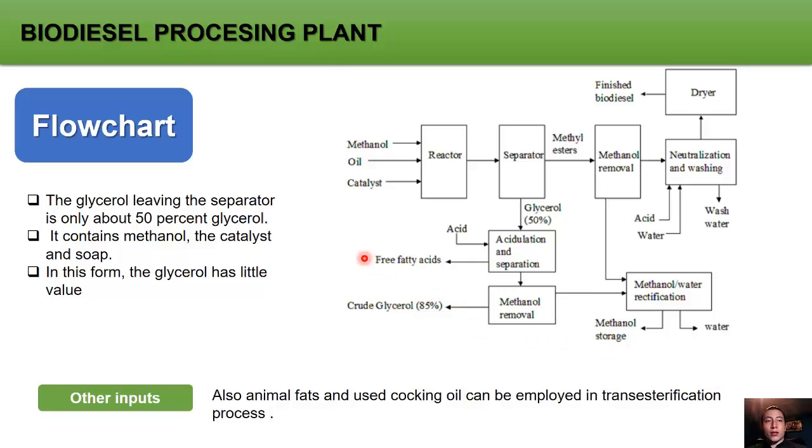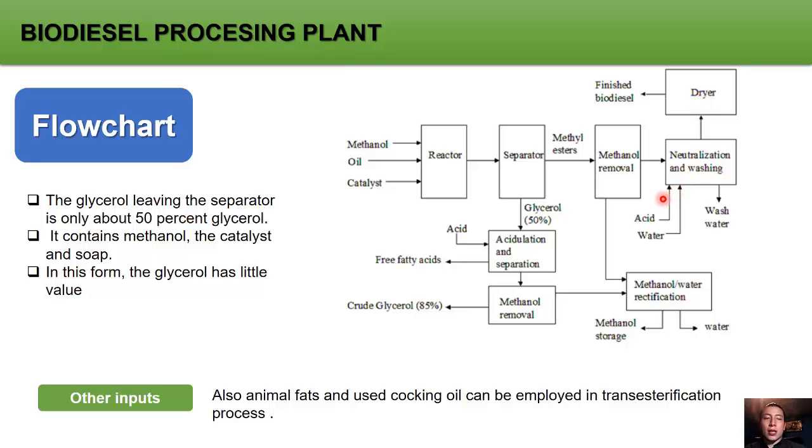Here we have the flowchart of a biodiesel processing plant. At the beginning we have methanol, oil and the catalyst entering a reactor. The next step is the separator. Here we obtain the methyl ester, and the next step is methanol removal. After that come neutralization and washing, where we need additional products, acid and water, and the output from this process is the wash water. Then we have the dryer, and then we have the finished biodiesel.